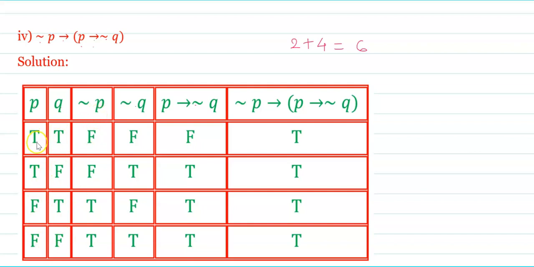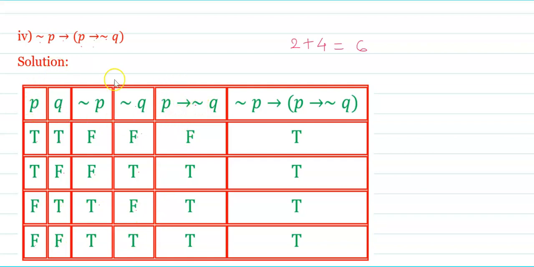Negation of P. Negation of T is F. Negation of T is F. Negation of F is T. Negation of F is T. Negation of Q. Negation of T is F. Negation of F is T. Negation of T is F. Negation of F is T. Next we will find out P implies negation Q.